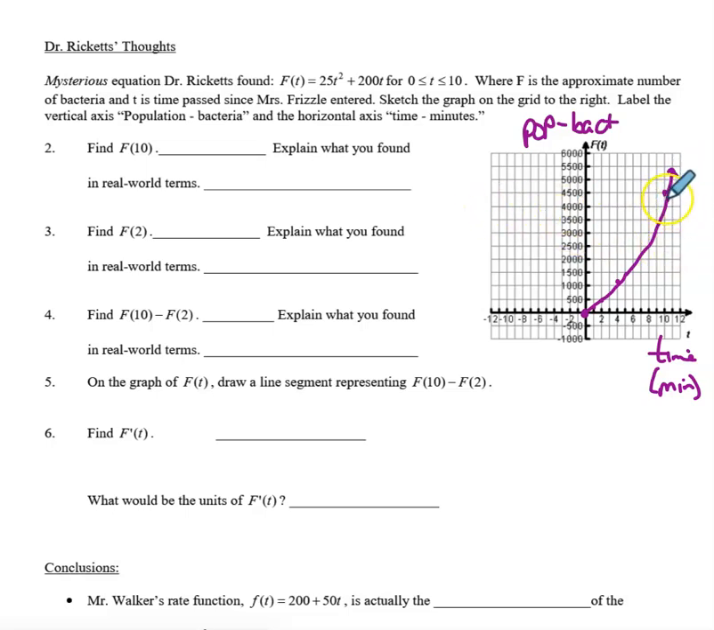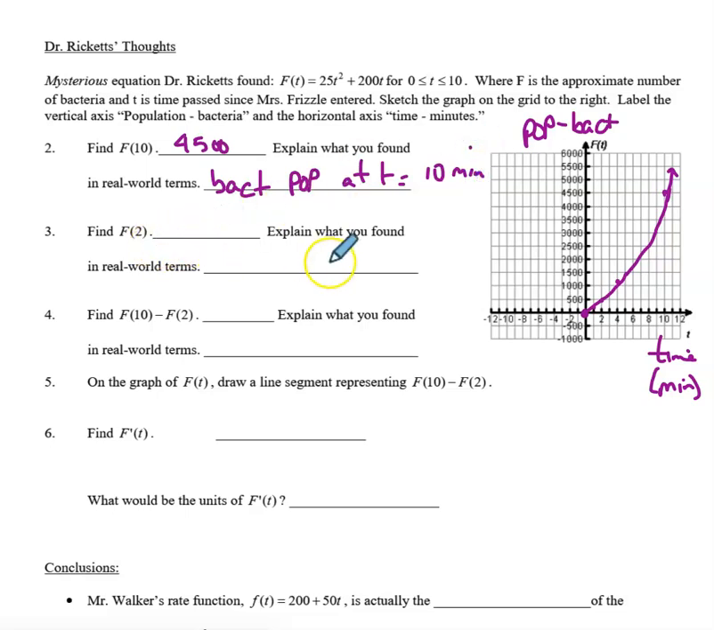So find big F of 10. Well, that's this point here that I've already calculated. Big F of 10 is 4500. Since I'm reading off of the graph and the y-axis represents the population of bacteria, what I just found was the bacteria population at time equals 10. At time equals 10 minutes, I should say.